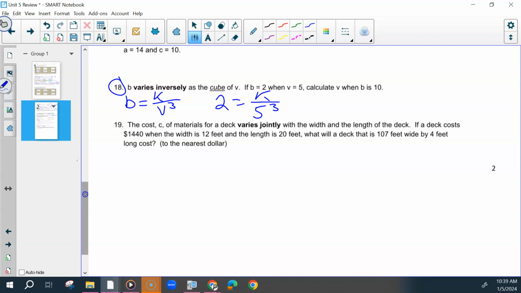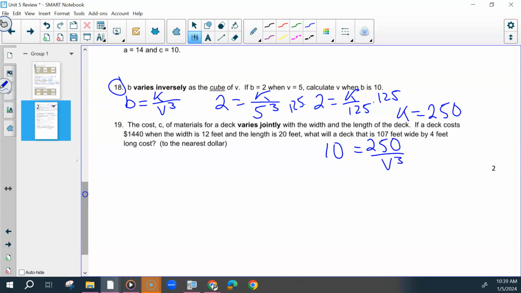What is 5 to the third? So then if I multiply 125 on both sides, you get what for the k value? 250. I don't have much space here, so I'm going to run into this bottom. Then we have to calculate v when b is 10. So we know our b value, 10, equals our k value, 250, over v cubed. We don't know v. So to find v, how would we start solving this?